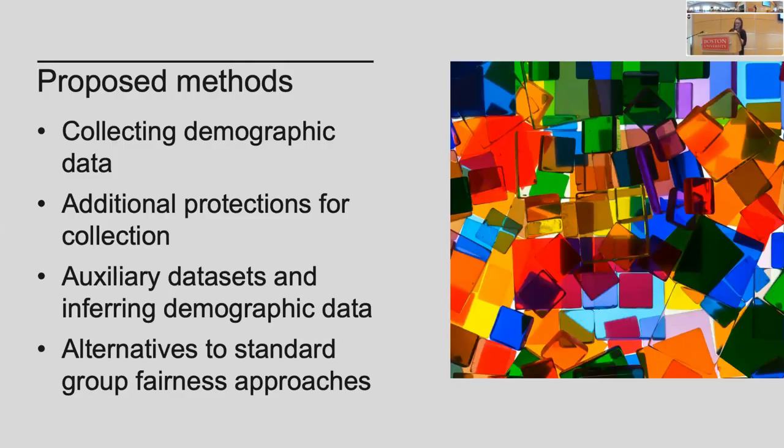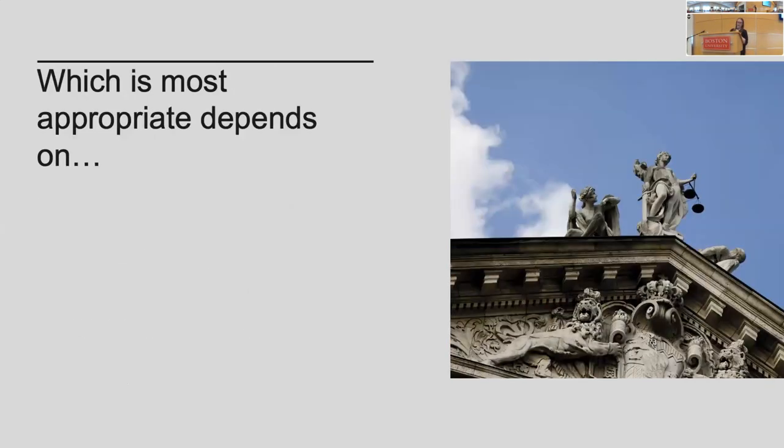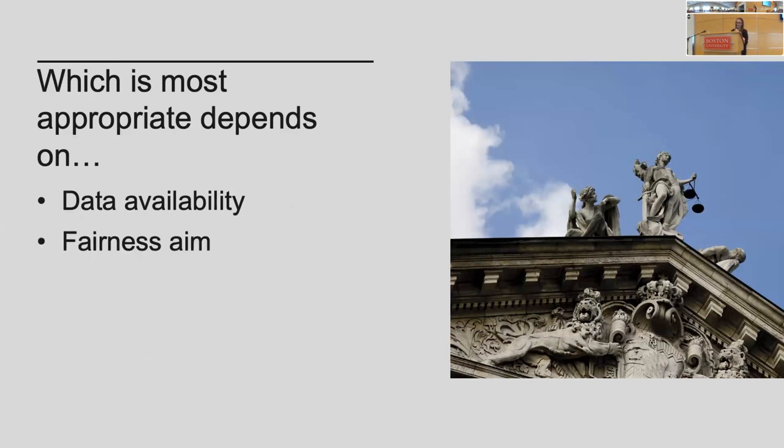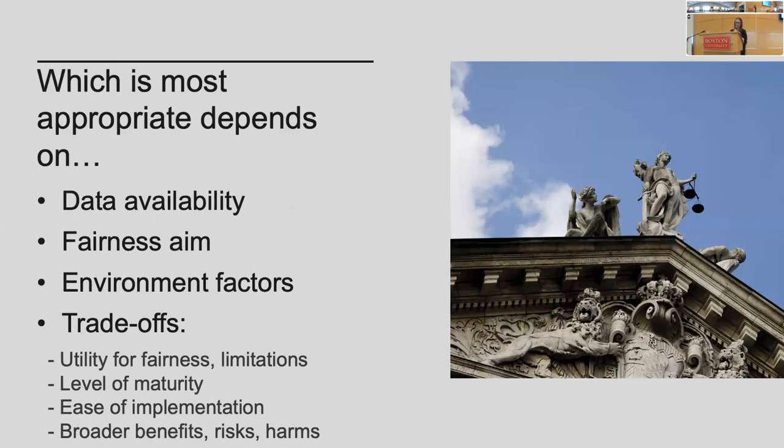So that concludes our tour through the different methods. Hopefully it's clear that they each solve slightly different problems and they have different trade-offs. So which specific method is most appropriate for a given context depends on a lot of factors, such as data availability, the specific aim of the analysis, various environmental factors, such as the legal or cultural environment, and various trade-offs between the methods. These methods in general should be used with care and caution, particularly since many of them are in their infancy, and because some of them can introduce new biases of their own.